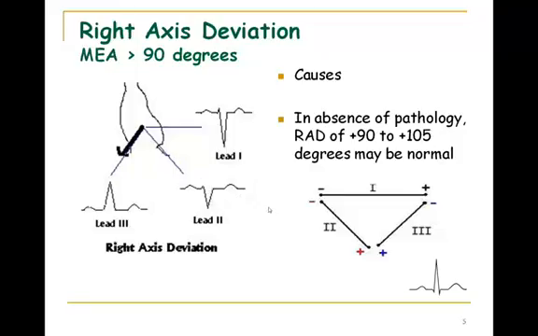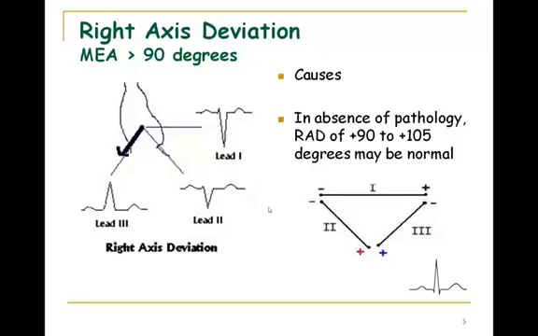So what can cause a right axis deviation? Let's list them for you. Right ventricular hypertrophy, a right bundle branch block, and injury in the left ventricle. Those are 3 examples of things that can cause a right axis deviation.